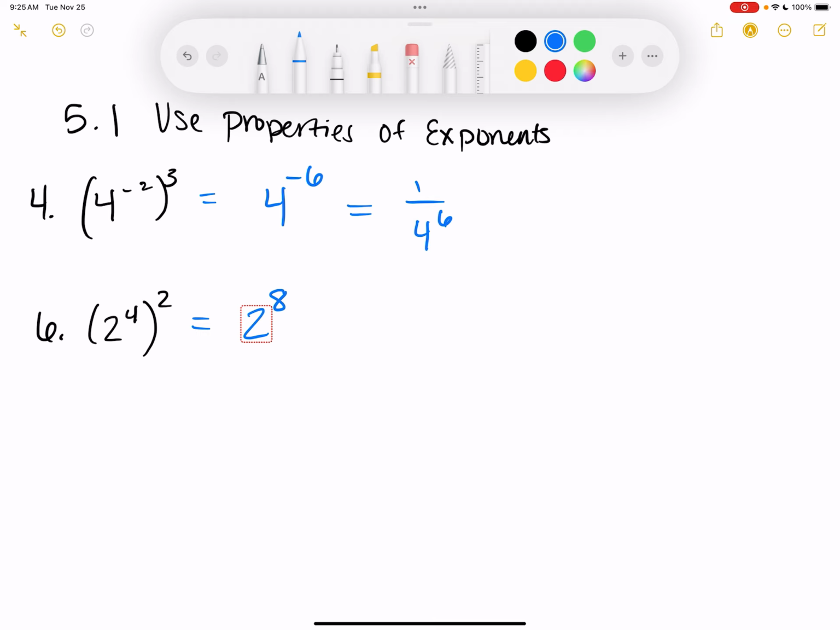2, 4, 8, 16, 32. No, just keep going. 64. 128. Yeah, good job, Clara. 256. That one should be an easy one for you to multiply.